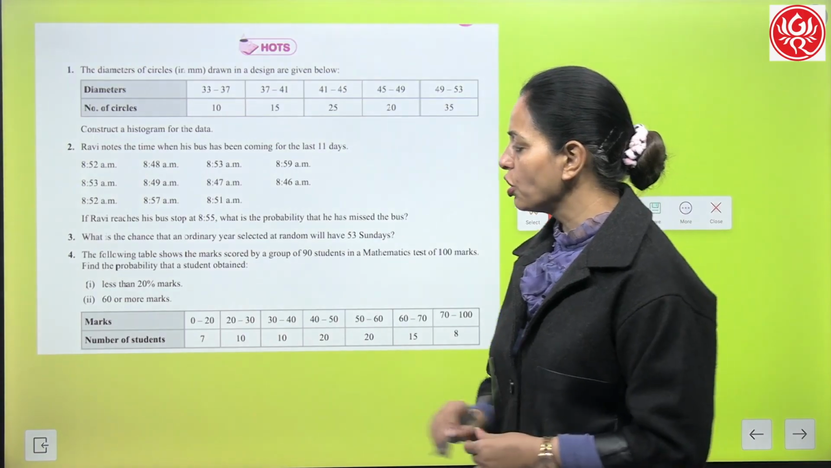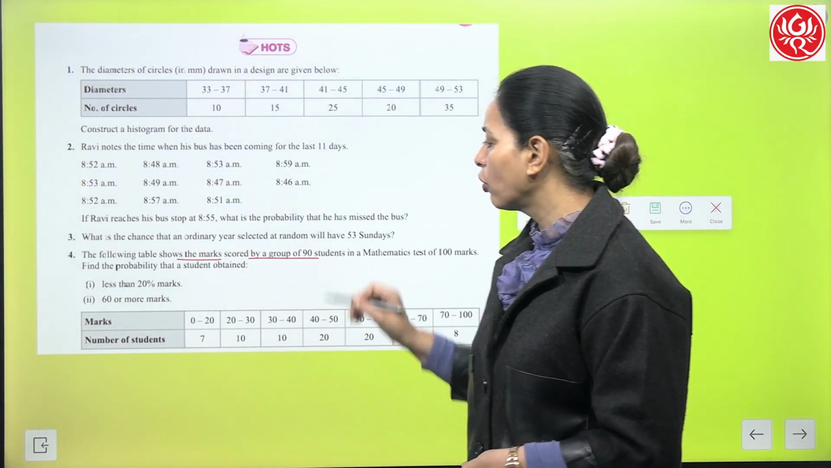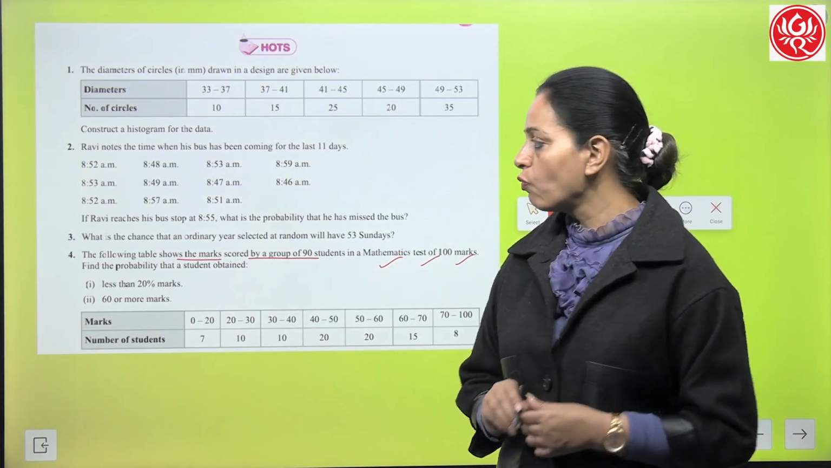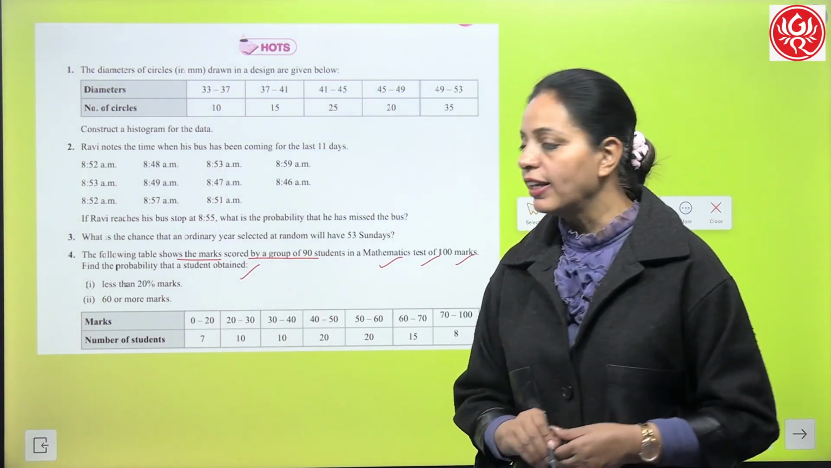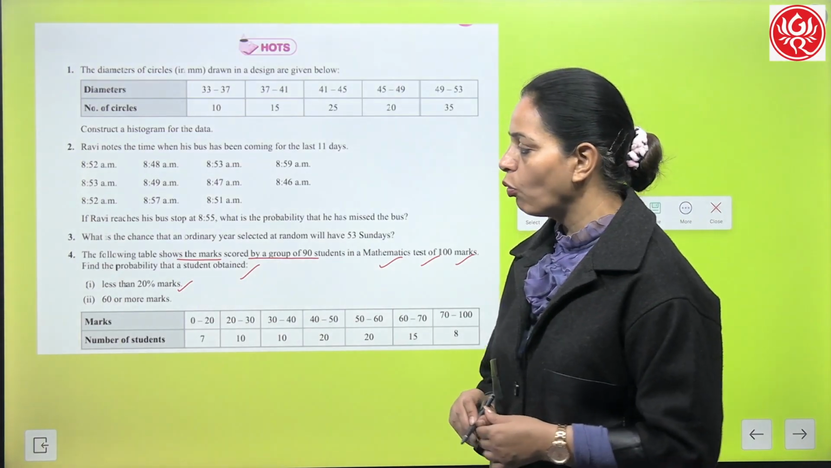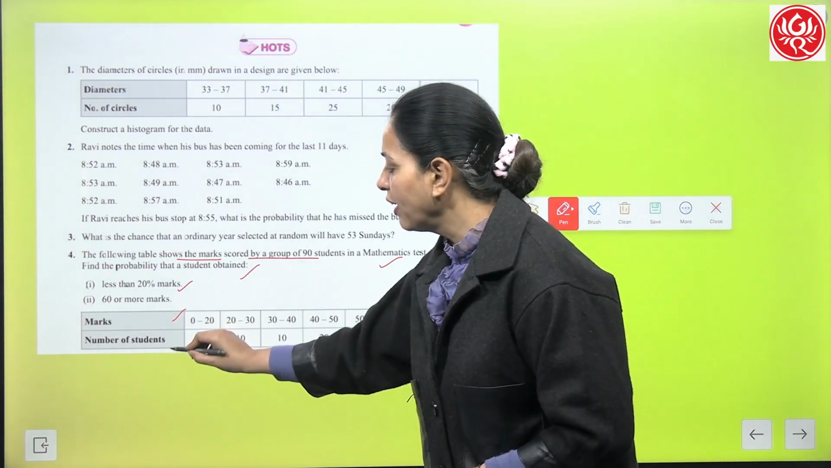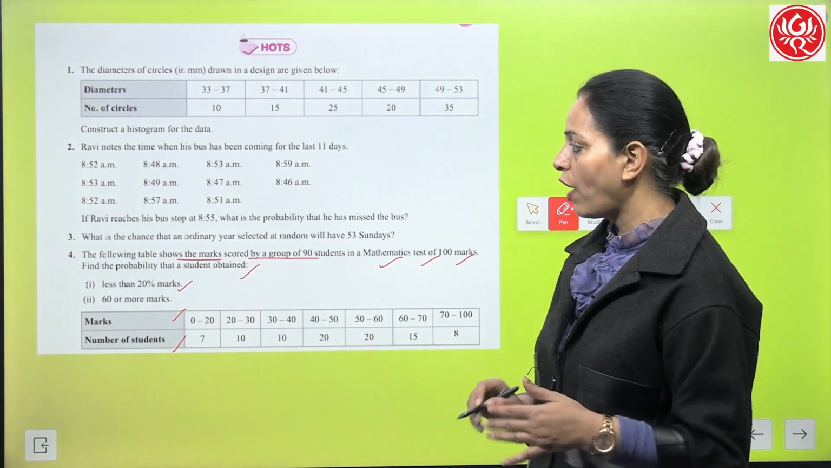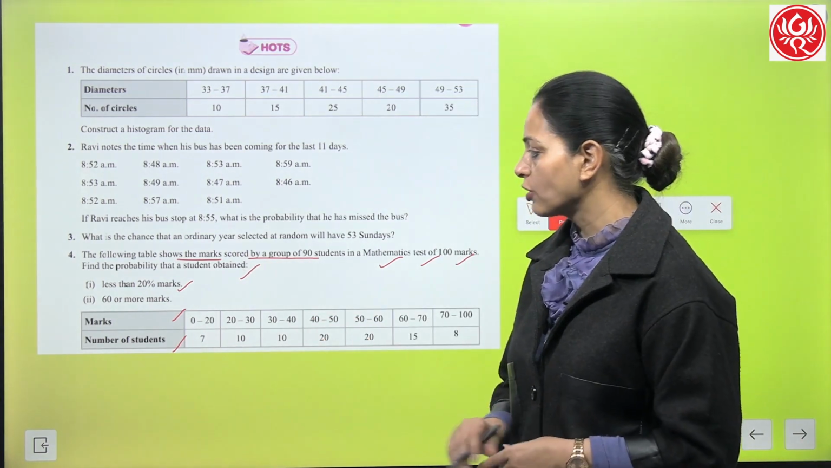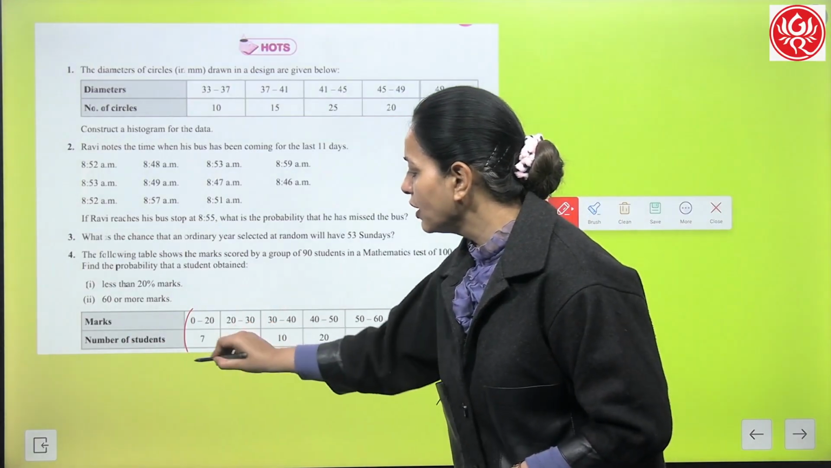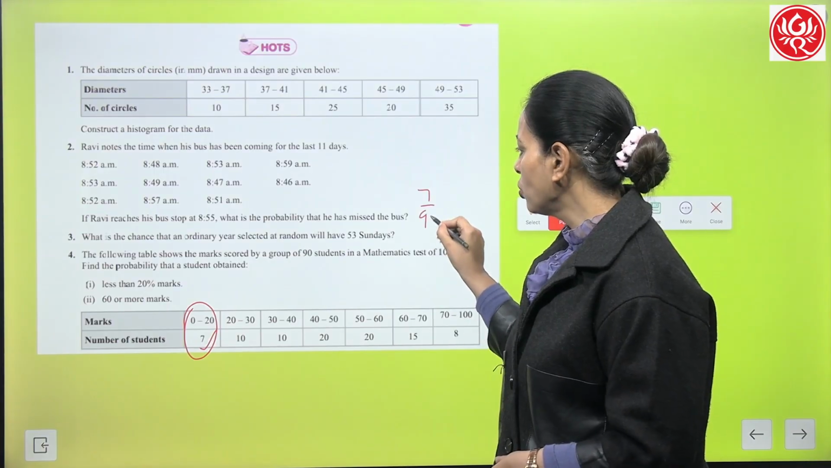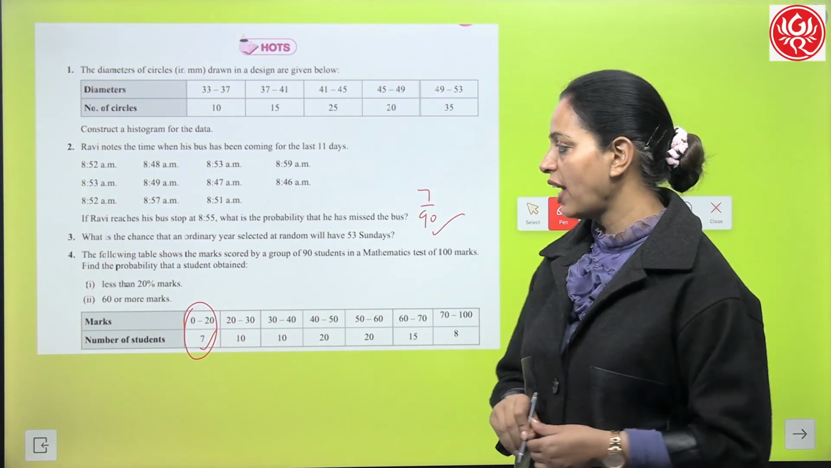Now see the fourth question. The following table shows the marks scored by a group of 90 students in a mathematics test of 100 marks. Find the probability that a student obtained, the first one, less than 20% marks and the second one, 60 or more marks. So here marks are given and here the number of students. We have to find the probability that a student obtained less than 20% marks. So that is which class interval? This one. So 7 out of a total of 90, 7 upon 90.